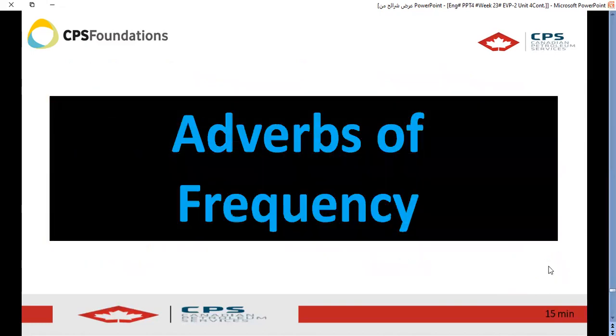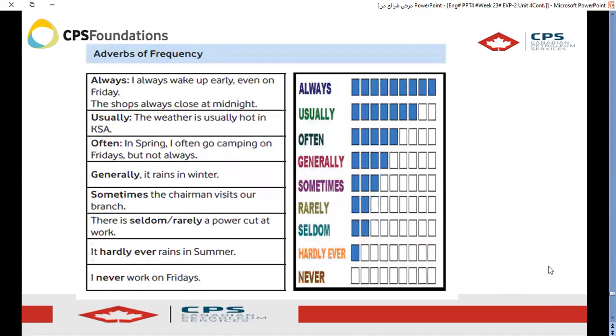Okay, adverbs of frequency. Remember them? Yes, always. Great. Sometimes, but before sometimes we have something. We have always, usually, often, sometimes, rarely or seldom, and never. These are the adverbs of frequency that we have to cover today. Always, 100%, usually is a little bit less, often, generally, sometimes, rarely, seldom, hardly ever, and never.